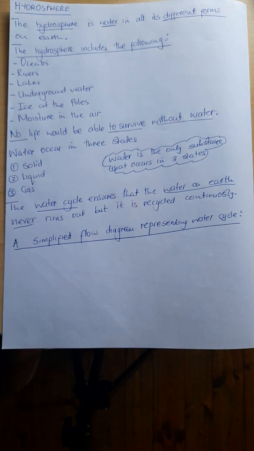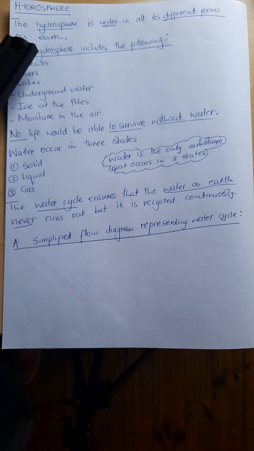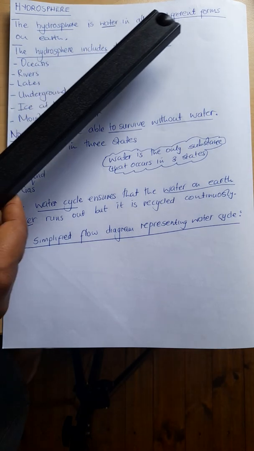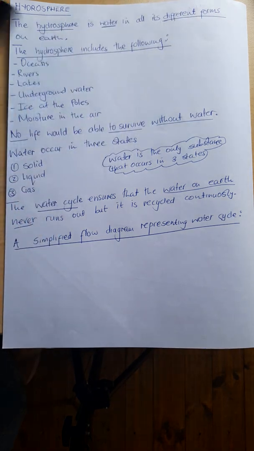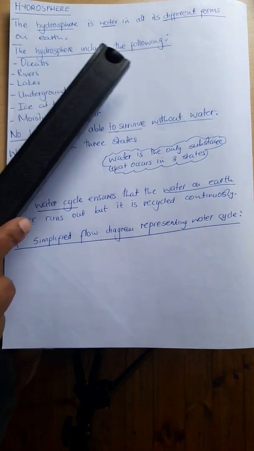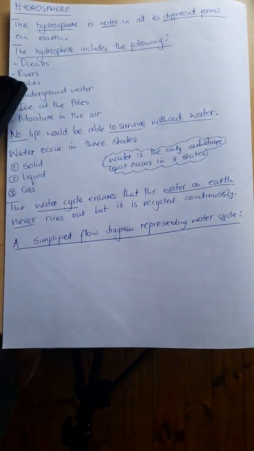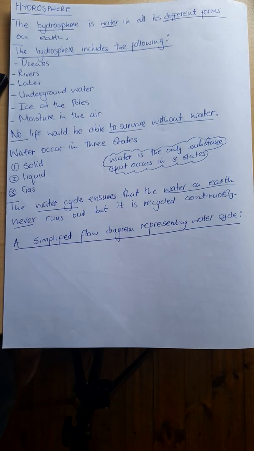Okay. Remember, we have 4 spheres. We have already covered 2. The third one is the hydrosphere. The hydrosphere is water in all its different forms on Earth. Remember, hydro means water. The hydrosphere includes oceans, rivers, lakes, underground water.